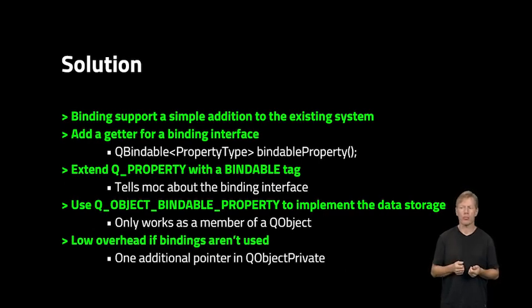And then we use the Q_OBJECT_BINDABLE_PROPERTY macro to implement the data storage. This macro only works if you put it in as a member of QObject or QObject private. But it has the big advantage that with that we can reduce the memory overhead to pretty much nothing if bindings aren't used. All we need now is one additional pointer in QObject private, and if bindings aren't used, that's all there ever will be as additional memory overhead, and checking that one pointer is the only runtime overhead as well when you set or retrieve a property value.